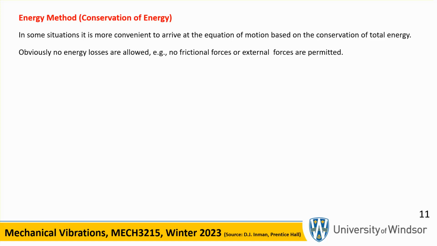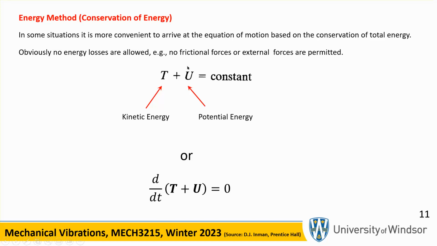Okay, so we're assuming there are no external forces pumping energy into the system, and there are no dampers, there are no losses that can be accounted for. Now, the whole idea is to say the total energy, which is made of two pieces, kinetic energy and potential energy, is constant for such systems. So if kinetic energy plus potential energy for the system is constant, then we can say the derivative of that is equal to 0. So these two are saying the same thing.